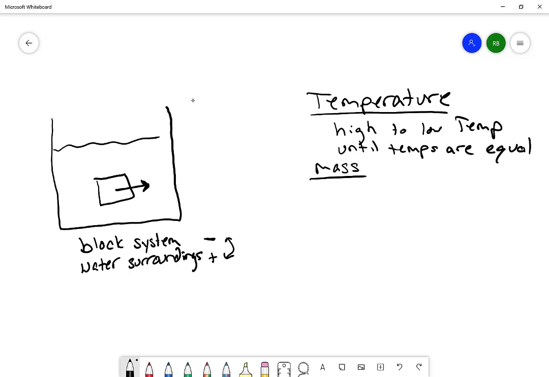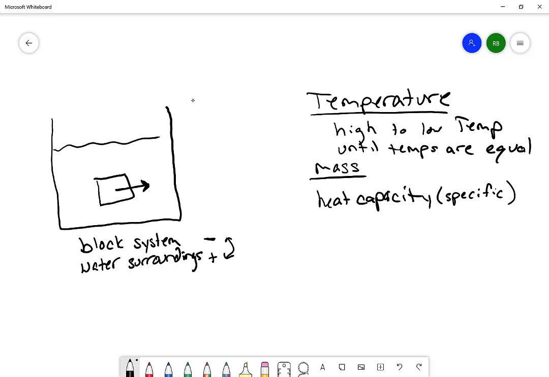Mass is going to dictate how quickly that heat flow happens. Mass is going to dictate the final temperature of the objects when heat flow is done. So mass is an important part of it. And then the other thing is heat capacity. I'm going to pretend I can spell here. Heat capacity. Specific heat capacity is what we're really after here.